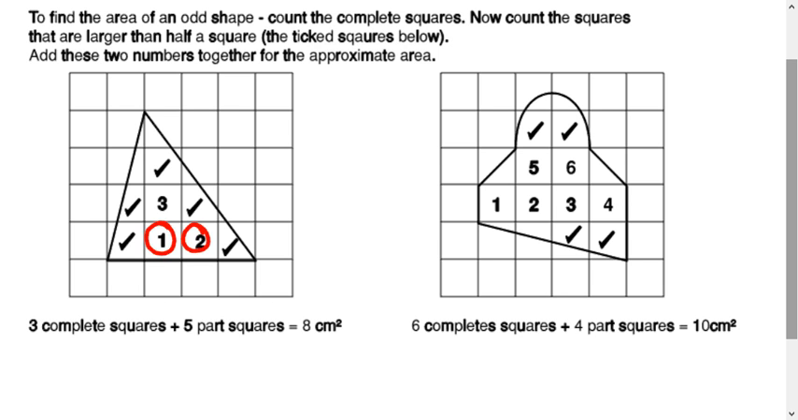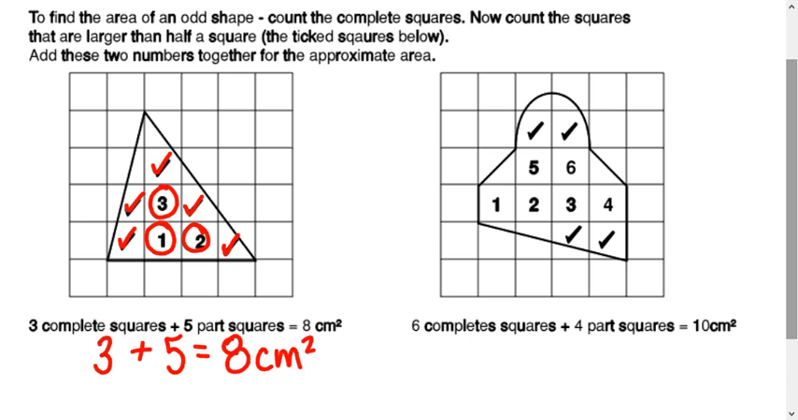So 1, 2, 3. Those are completely inside the rectangle. And then add anything that is more than halfway filled, where more than half of the square is inside of it. So 1, 2, 3, 4, 5 squares are more than halfway in the triangle. So 3 plus 5 is 8. So if these were square centimeters, our total area would be approximately 8 square centimeters.